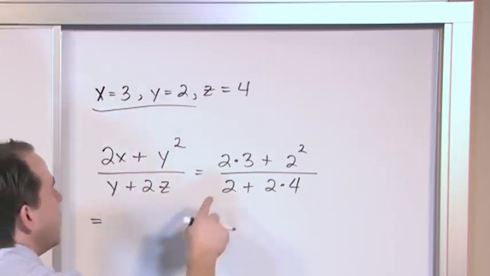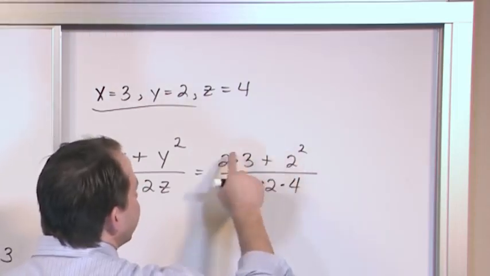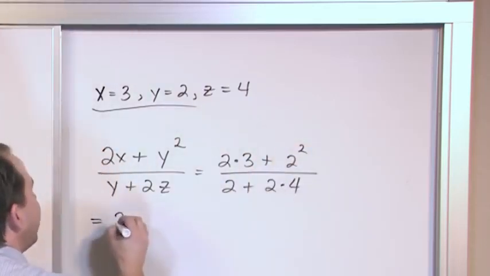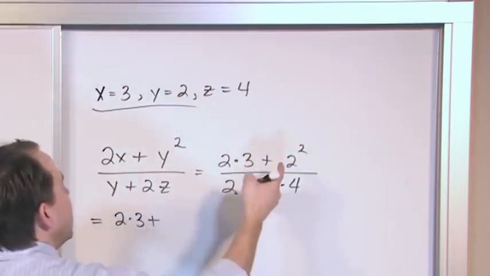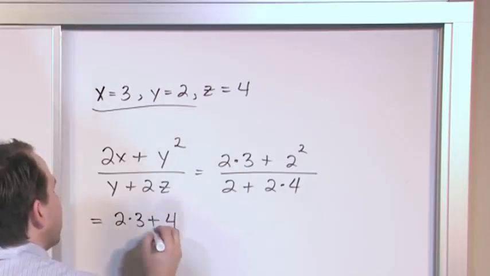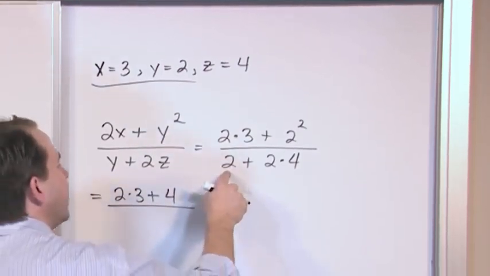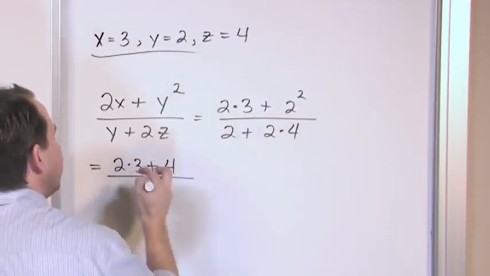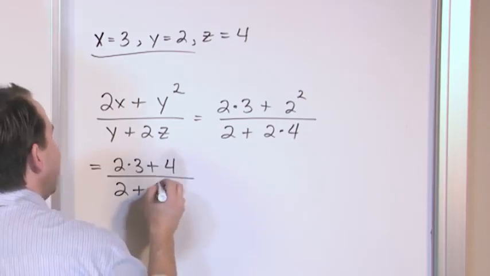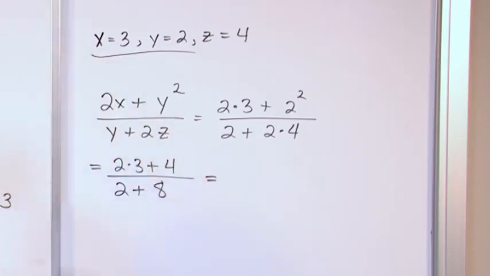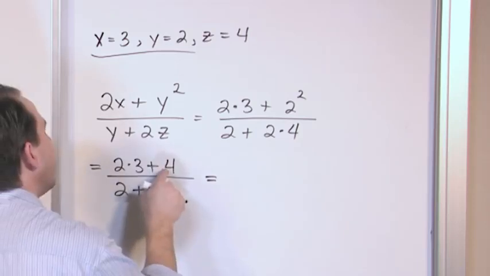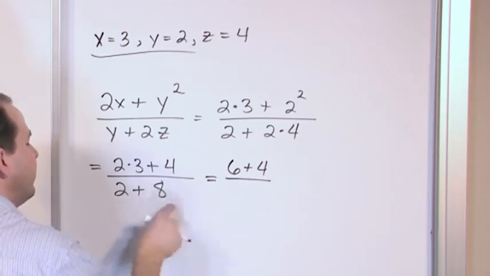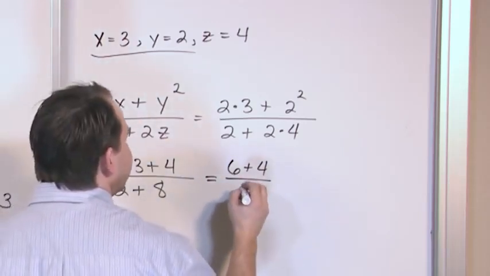So in the top, what do I need to do? The most important thing in the top is the exponent, since it's highest on the list, so I need to do that first. 2 times 3 plus 2 squared, 2 times 2 is 4. Keep your fraction. On the bottom, what is most important? Multiplication comes before addition, so let's do that first. 2 times 4 is 8. Now we continue working on the top. This multiplication is more important than this addition, so we do that first. 6 plus 4. On the bottom, we can just do this addition. 2 plus 8 is 10.